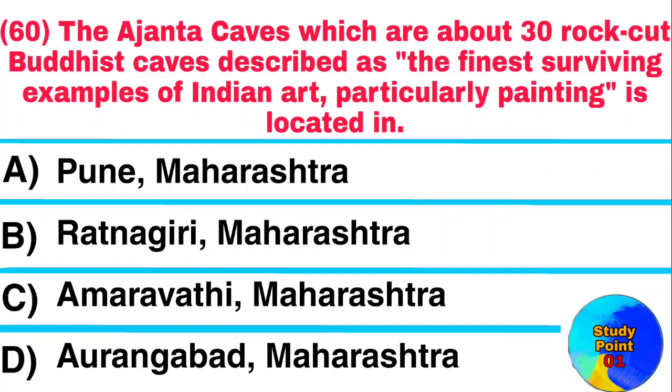Question. The Ajanta caves, which are about 30 rock-cut Buddhist caves described as the finest surviving examples of Indian art, particularly painting, is located in? A. Pune, Maharashtra. B. Ratnagiri, Maharashtra. C. Amravati, Maharashtra. D. Aurangabad, Maharashtra. Answer. Aurangabad, Maharashtra.